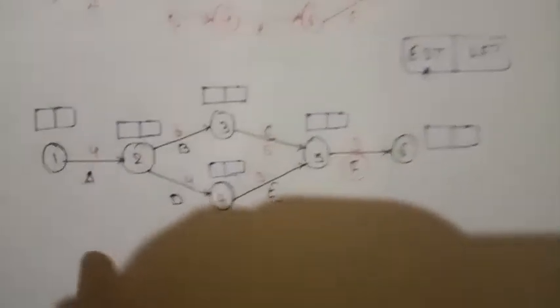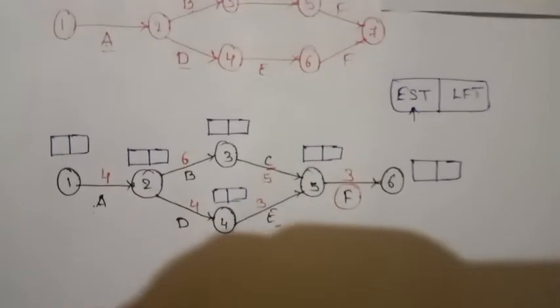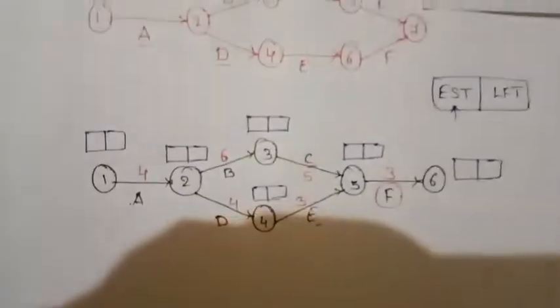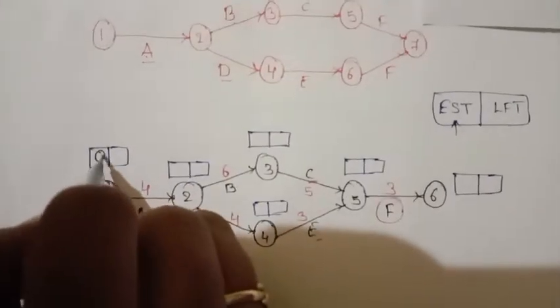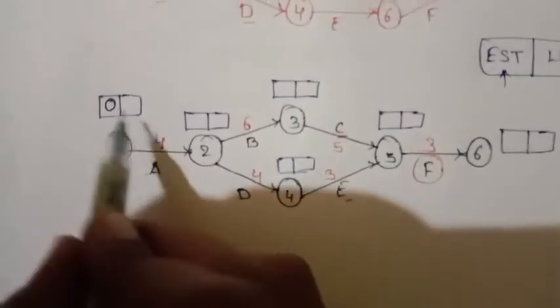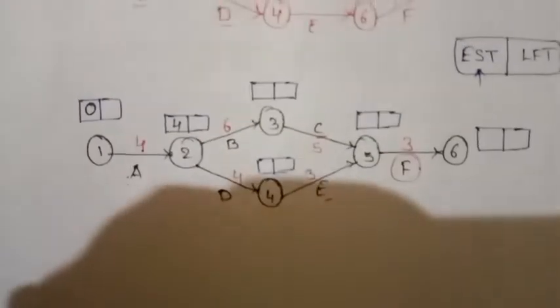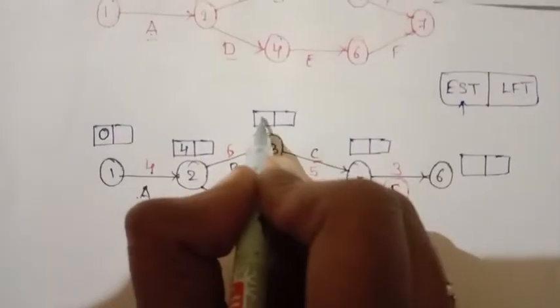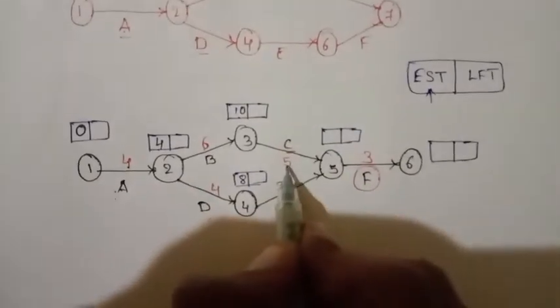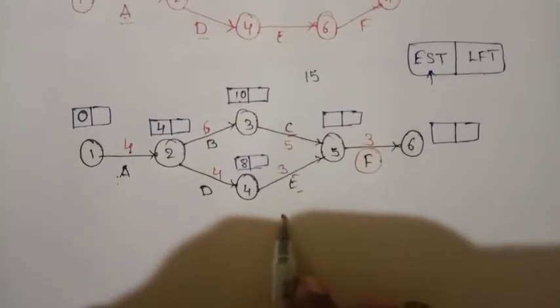Now let us see how to fill these boxes. After filling up these boxes, our critical path foundation is completed. In the first box, at node 1, just fill it with 0. After filling it with 0, add 0 with 4, 0 plus 4, and write it in the next box. Here 4 plus 6 is 10, and 4 plus 4 is 8. Now 10 plus 5 is 15, guys, and 8 plus 3 is 11.